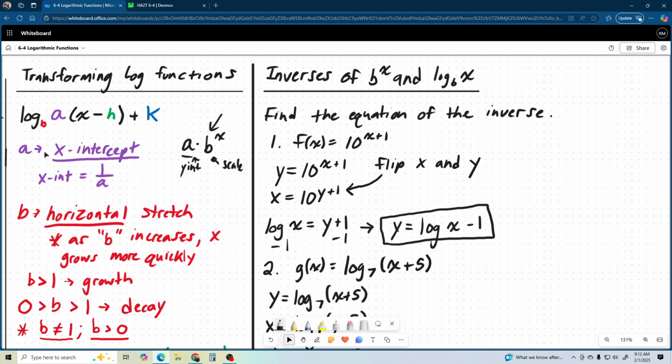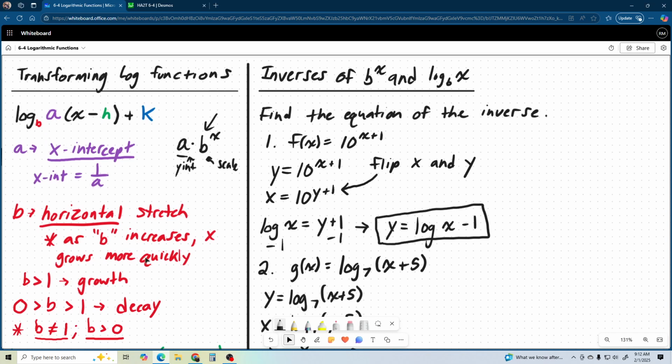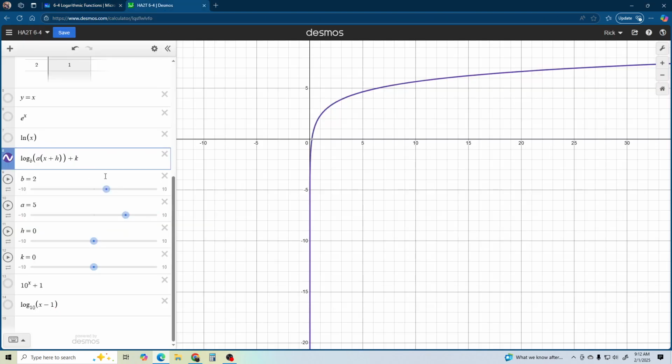So as a increases, it increases at a rate of 1 over a. Our x-intercept does, right? So that's just kind of neat. I thought you guys would appreciate that. So now let's look at b. b is actually our base. This is going to do more than a does. A just kind of affects the intercept point here. So let's look at b.